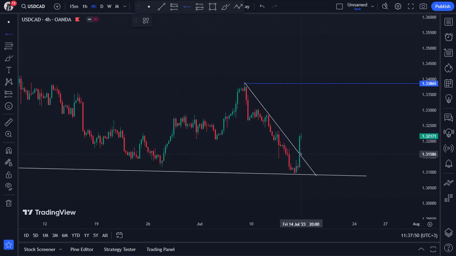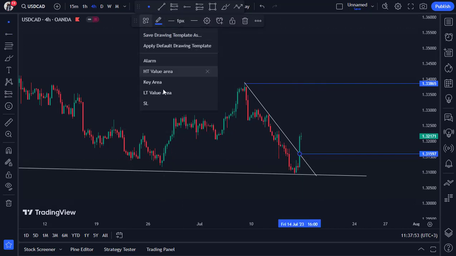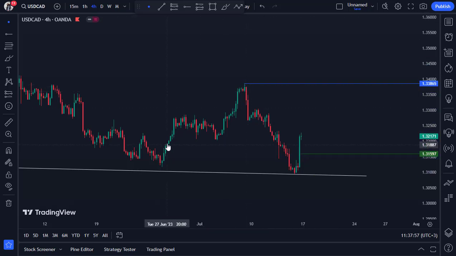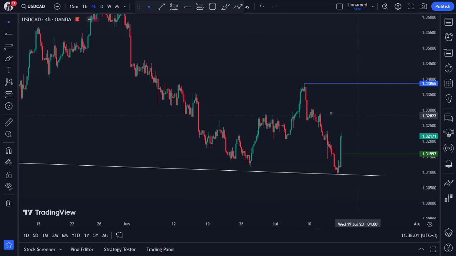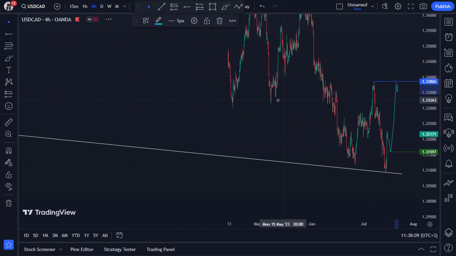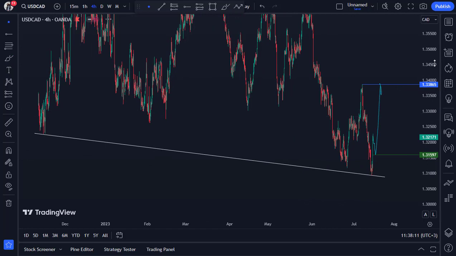Then we mark our value area, and if you have noticed, the value area has not changed. Our value area from this area to this area is still on the same level. So what we'll be waiting for is a pullback and a push to the upside. This will be our first target, but we all know our overall target. This one is like a swing to us.